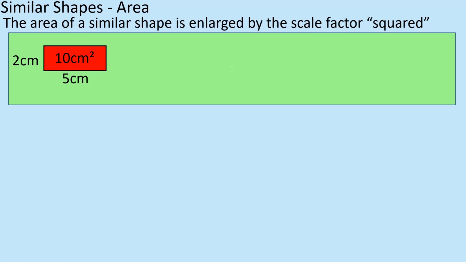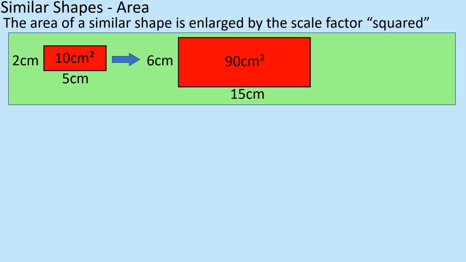So let's look at an example here. So we can see you've got the same shape as we had before, so 2 centimetres by 5 centimetres of a rectangle, and therefore the area is 2 times 5, which is 10 centimetres squared. And then we've got an enlarged shape. In this case, you can see it's enlarged by a scale factor of 6 divided by 2, which is 3. And similarly, 15 divided by 5, which is also 3, which of course it needs to be the same. So the scale factor in this case is 3.